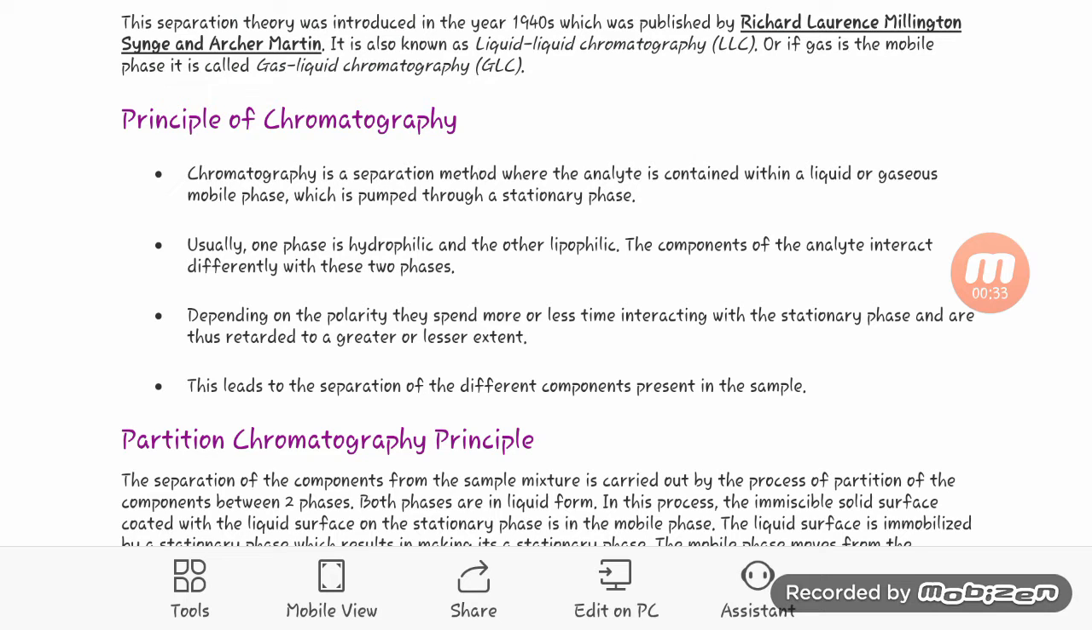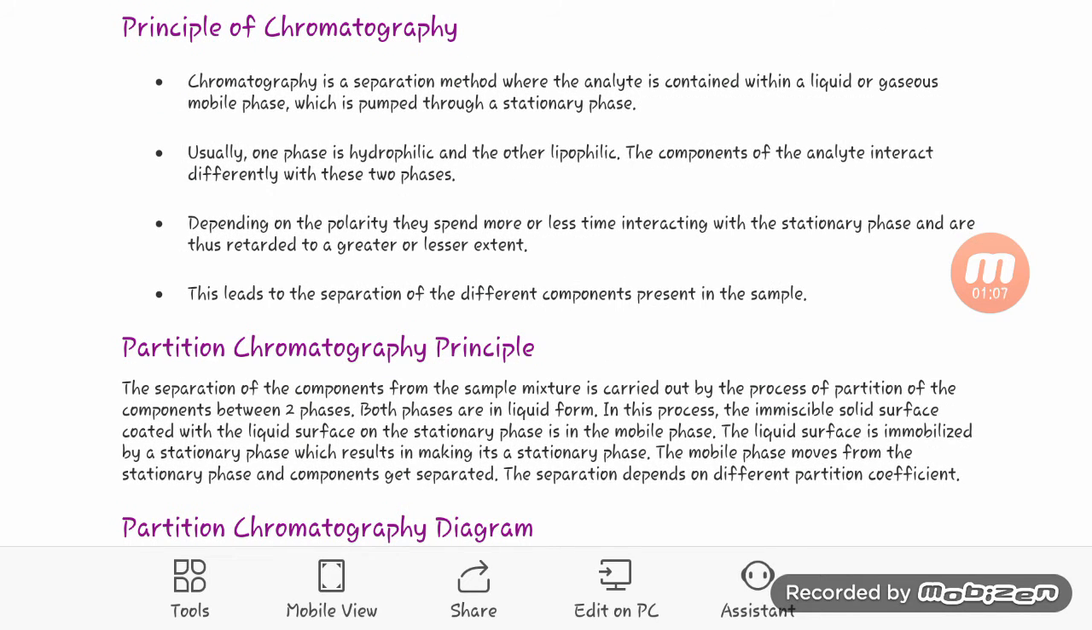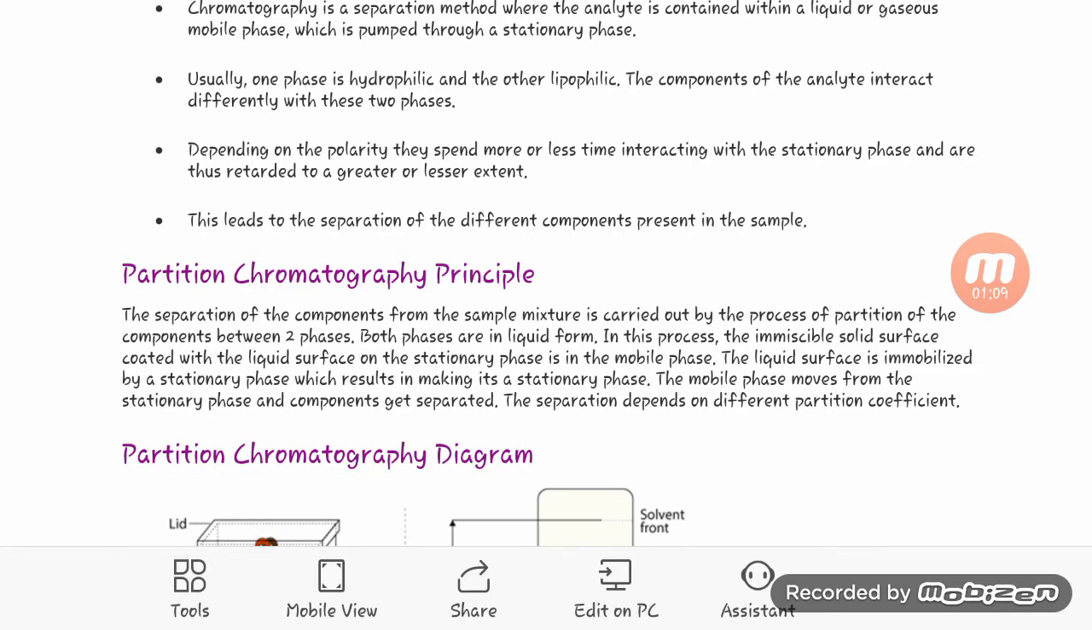Chromatography is a separation method where the analyte is contained within a liquid or gas mobile phase, which is pumped through a stationary phase. Usually one phase is hydrophilic and the other is lipophilic. The components of the analyte interact differently with these two phases depending on their polarity. They spend more or less time interacting with the stationary phase and are thus retained to a greater or lesser extent. This leads to the separation of the different components present in the sample.